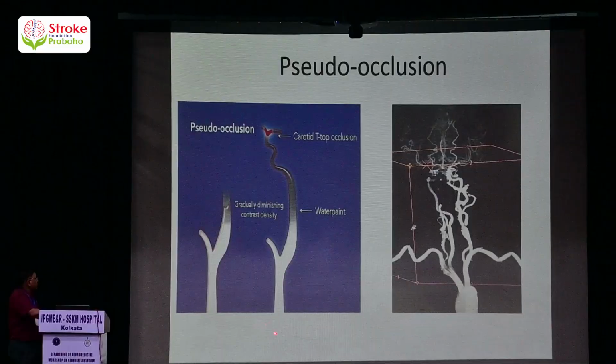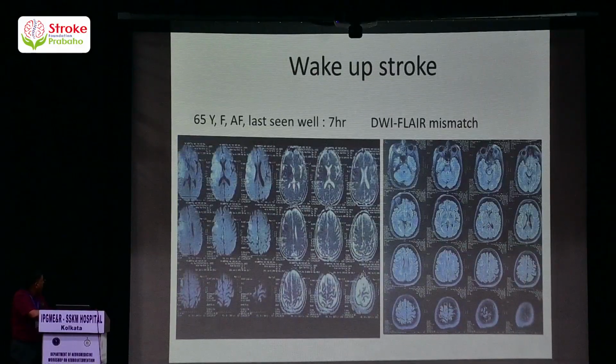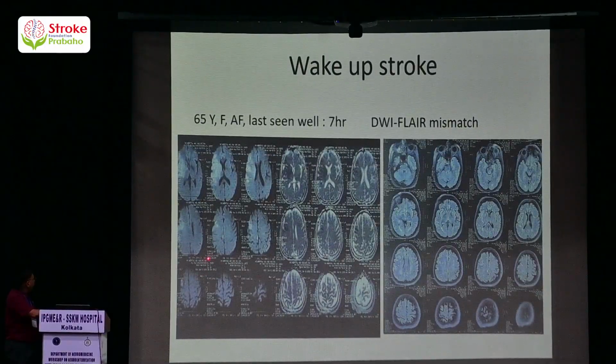So as I said, sometimes it looks like tandem occlusion, but in the true sense it is a pseudo occlusion. Just like in this case, here we see there's possibly an occlusion in the vitreous segment of the ICA. This is a 60-year-old with atrial fibrillation, last seen 7 hours back, and you can see there's a significant diffusion mismatch here.